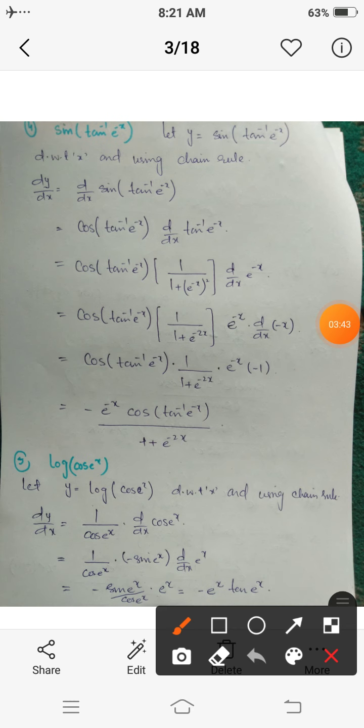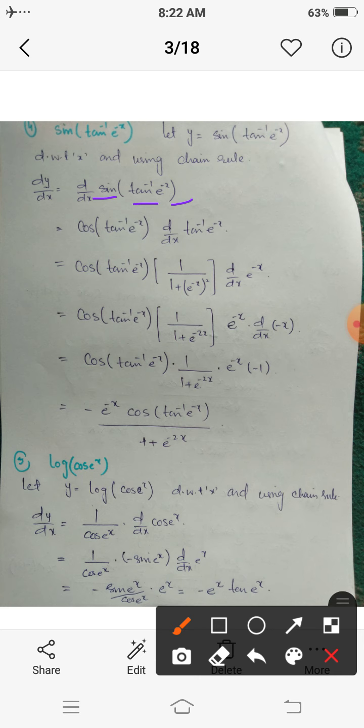Now the third one is sin of tan inverse e raised to power minus x. Here this function is the composition of 3 or 4 functions. So using the chain rule and differentiating y equals sin of tan inverse of e raised to power minus x, firstly differentiate sin, then differentiate tan inverse, then differentiate e raised to power minus x, and in the last we have to differentiate minus x. After differentiating all these functions, we simply get the derivative as minus e raised to power minus x cos tan inverse of e raised to power minus x upon 1 plus e raised to power minus 2x.